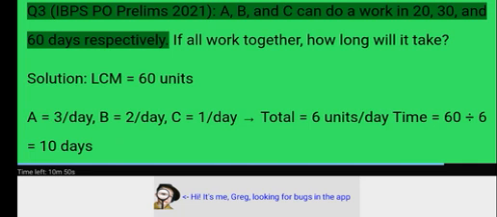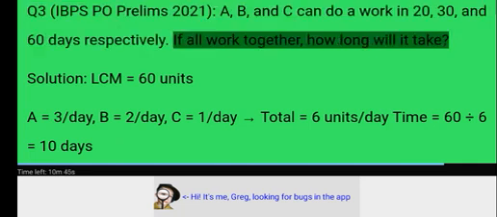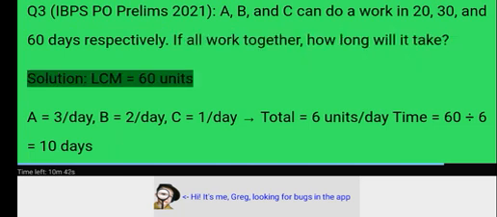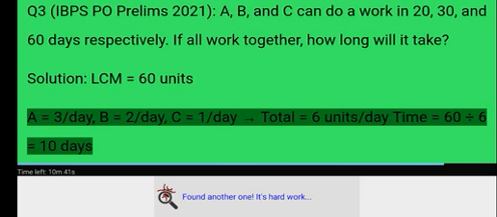Q3, IBPS PO Prelims 2021. A, B, and C can do a work in 20, 30, and 60 days respectively. If all work together, how long will it take? Solution. LCM equals 60 units. A equals 3 per day, B equals 2 per day, C equals 1 per day. Total equals 6 units per day. Time equals 60 divided by 6 equals 10 days.